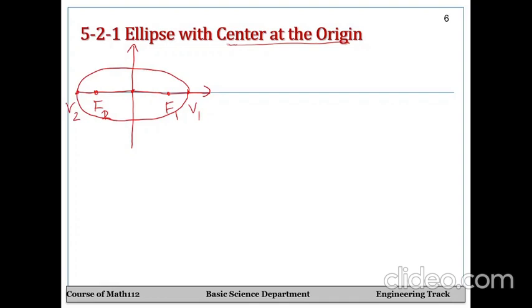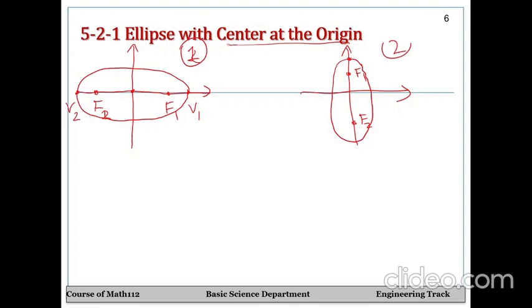And we might have the other type. The other type is we might have F1 and F2 here on the y-axis, and the vertices might be like that. So this will look like an ellipse here. Okay, let's make it better now. So we might have two cases here, type 1 and type 2, we can say.